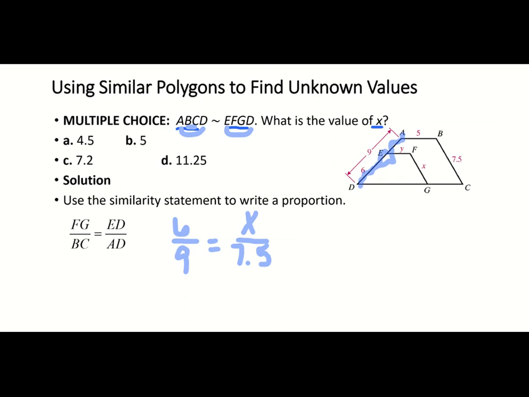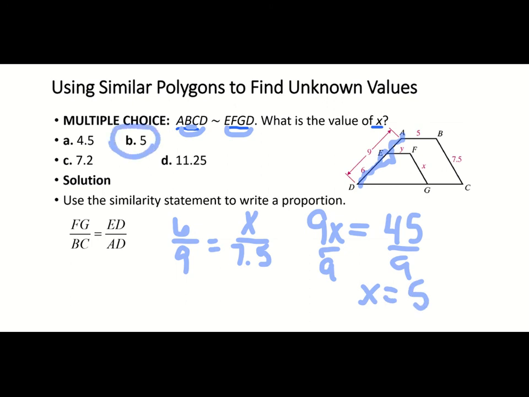And now all we have to do from there is solve our proportion. When we cross multiply, we get 9x equals, and then 6 times 7.5 is 45. Divide by 9, so x is going to be 5. So if we look right there, that is the value of x. So it's just setting up a proportion, making sure you have corresponding sides put together, and then solving the proportion for x or y or whatever variable you're given. And that is it for 7.3.